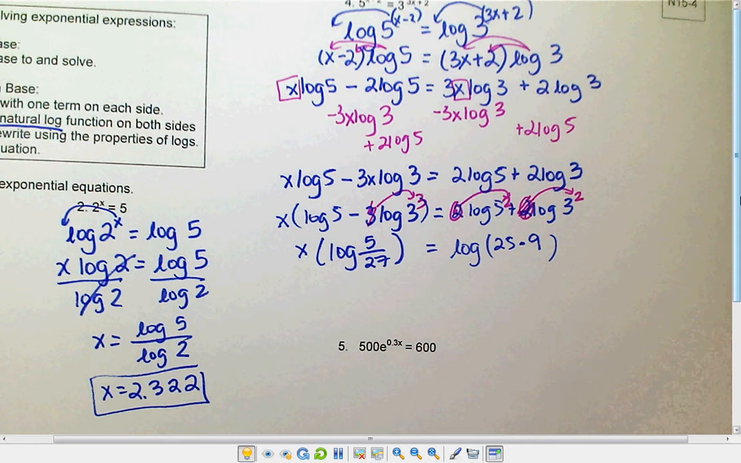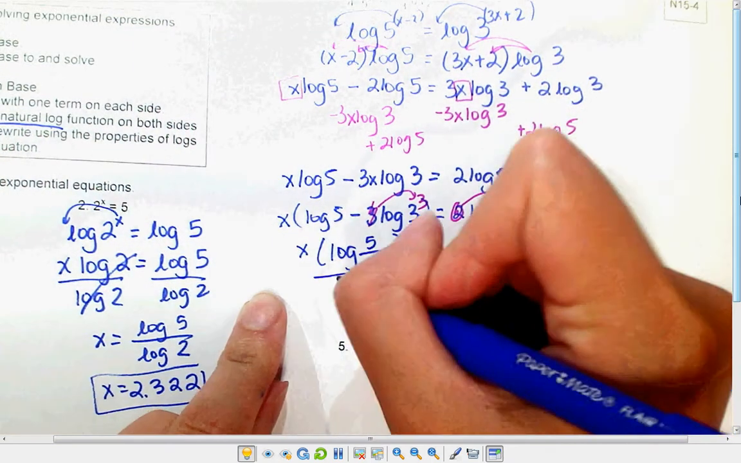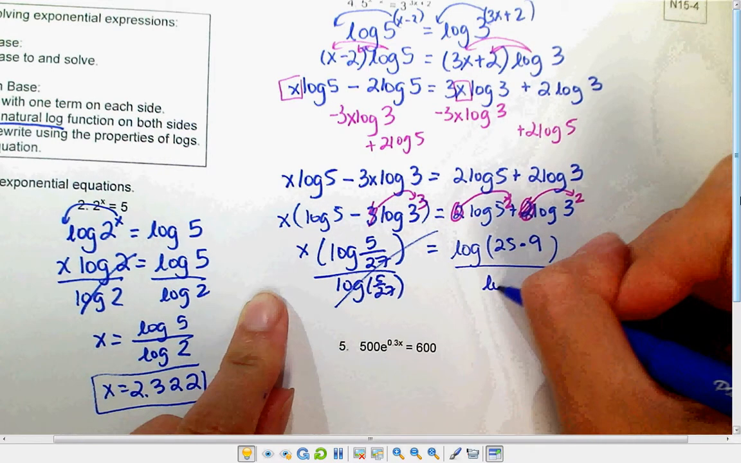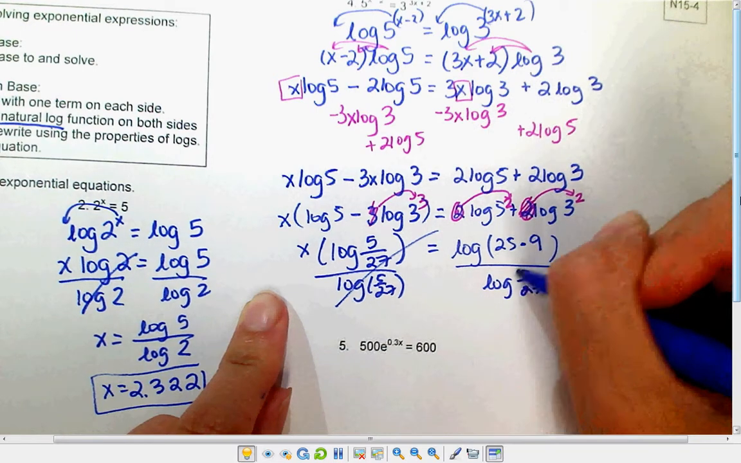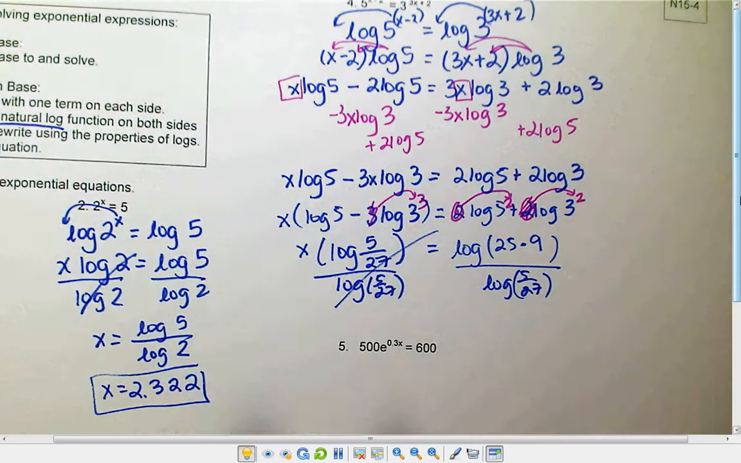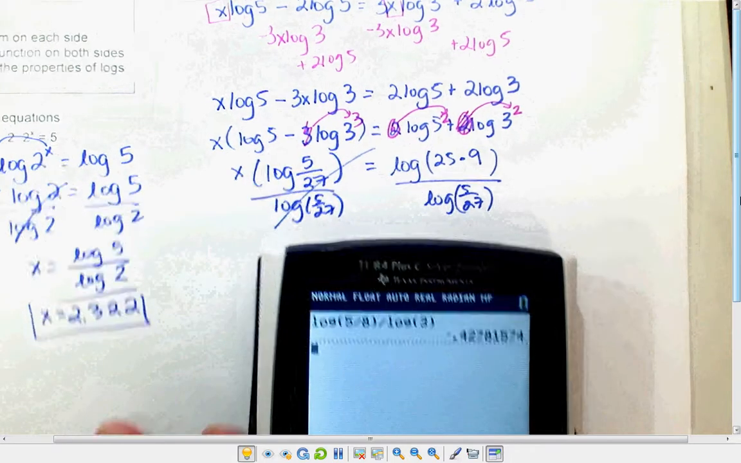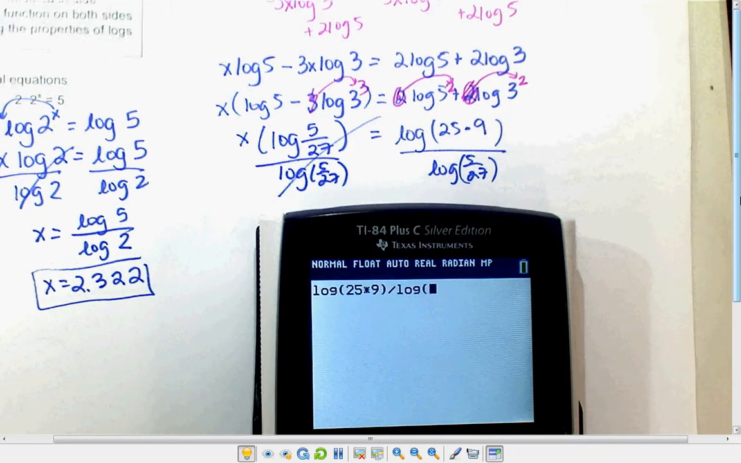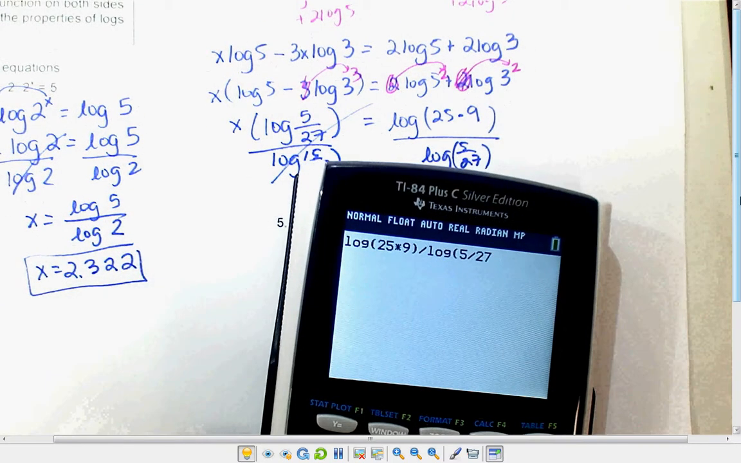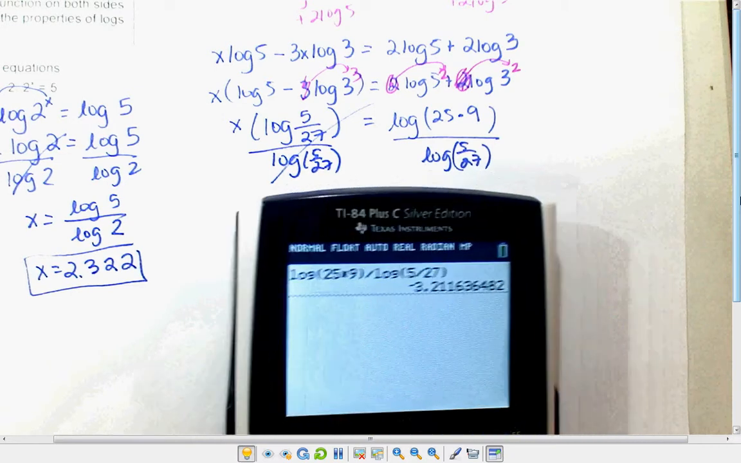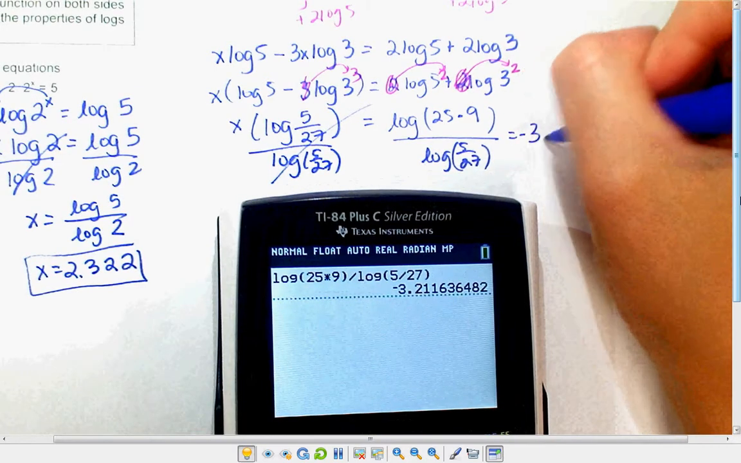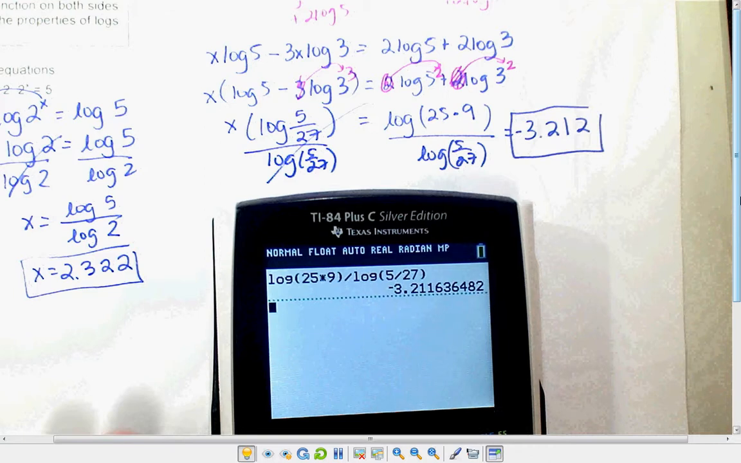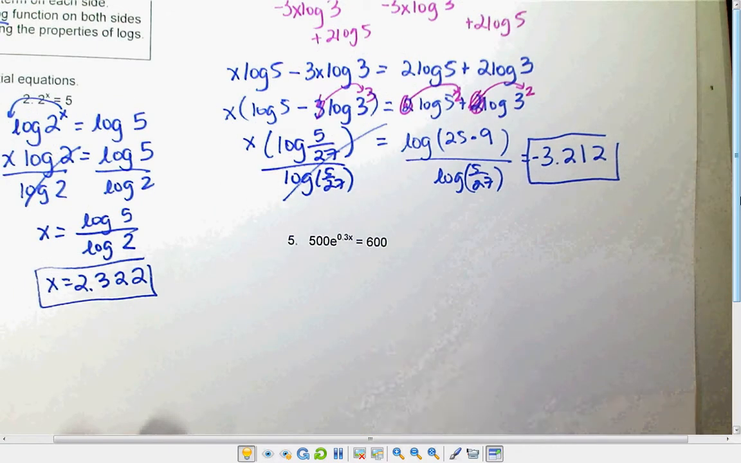And to solve this, now I'm trying to get x by itself, I just got to divide by log of 5 over 27. So that's going to cancel out. This divides by log of 5 over 27. And this is what I'm going to put into my calculator. So I have log of 25 times 9 divided by log of 5 divided by 27. Enter. And this gives me my answer, which is negative 3.21 rounded. And that's my exact answer for this problem.